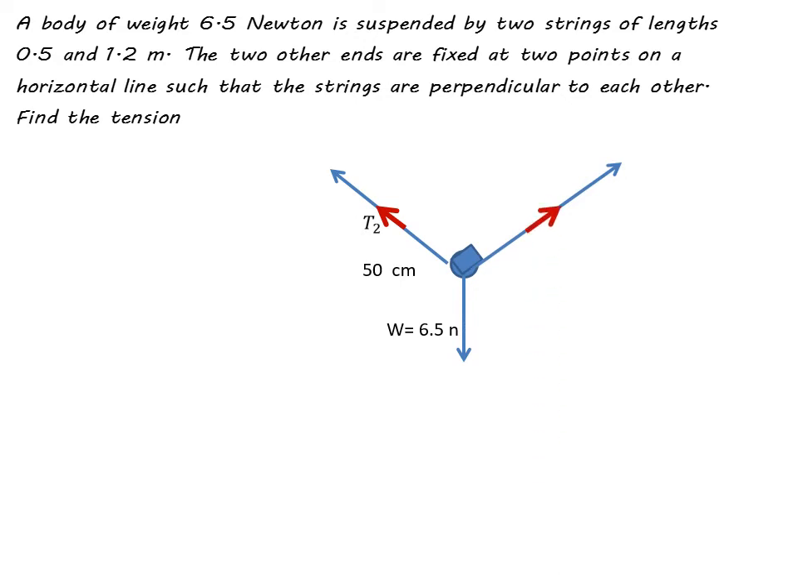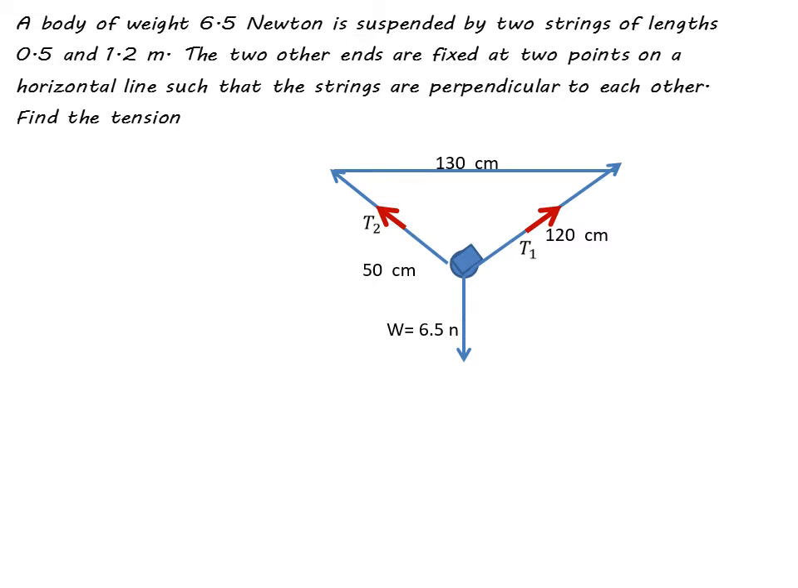The two other ends are fixed at 2 points on a horizontal line. The two strings are perpendicular to each other. We have angle 90 between them, and the other ends suspended by a horizontal line. Find the tension in the strings.